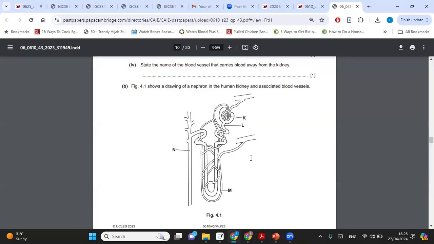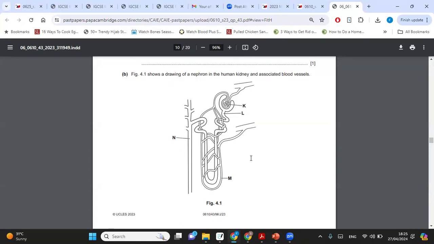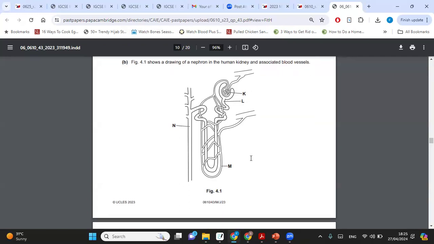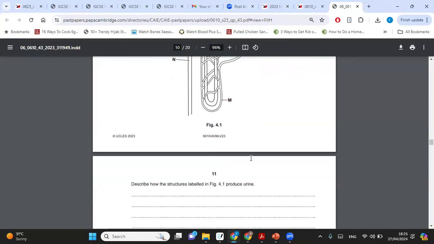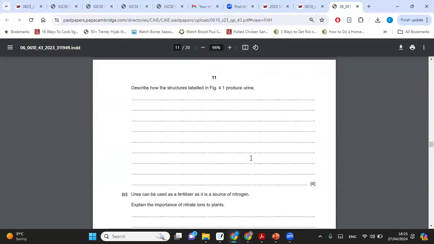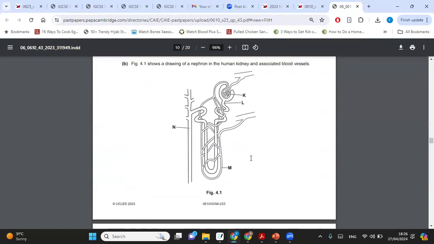All right. Now, figure 4.1 shows the drawing of a nephron in the human kidney and the associated blood vessels. The question says, describe how the structures labeled in figure 4.1 produce urine. This is for 4 marks, right? You have to discuss exactly how these structures are responsible for producing your urine.